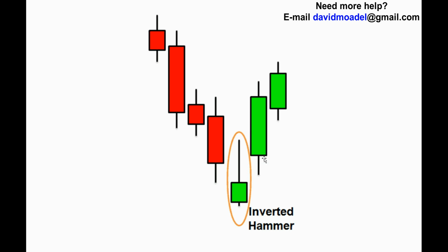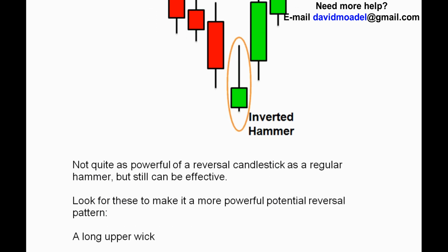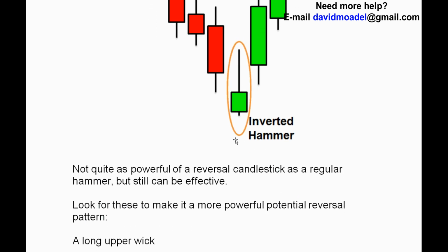And this doesn't have to be with daily candlestick charts. You can use this with the 1 minute candles, the 5 minutes, whatever you're using. Now, here are some points to know. This is not quite as powerful a reversal candlestick as a regular hammer, which is kind of like this but upside down. But it can still be effective. Now, you want to look for these things to make it a potentially more powerful reversal candle. You want to look for that long upper wick. You don't want it to be short, nice and long. The longer, maybe even the better.